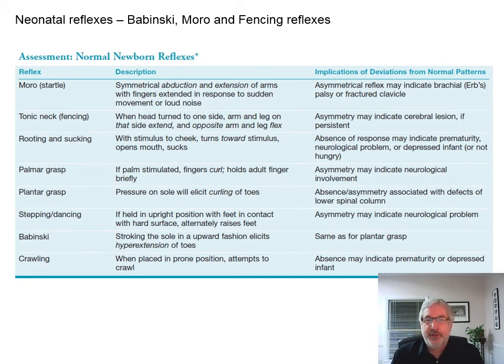There's also another one that's really kind of cute. If you turn the head to the side, the arm and leg on that side will extend. So if you turn the baby's head, it'll extend, and this arm comes over this way. If you turn the head the other way, it goes back the other way. It's called the fencing reflex, because it looks like someone is on guard, ready to fence with somebody.